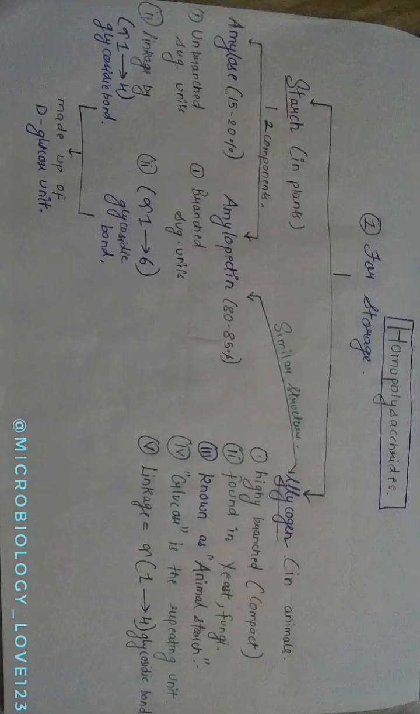So let's go ahead to glycogen. Glycogen is usually found in animals. It is also known as animal starch, and it is found in the non-chlorophyllous plants, that is fungi and yeast. In glycogen also, glucose is a repeating unit. Linkage is by alpha 1,4 glycosidic bond.